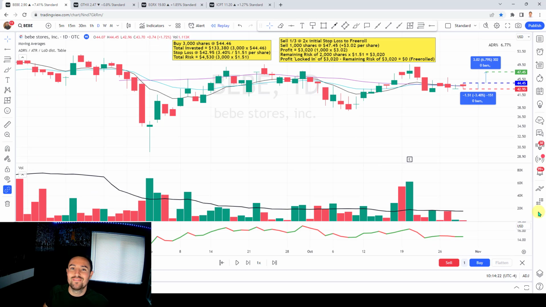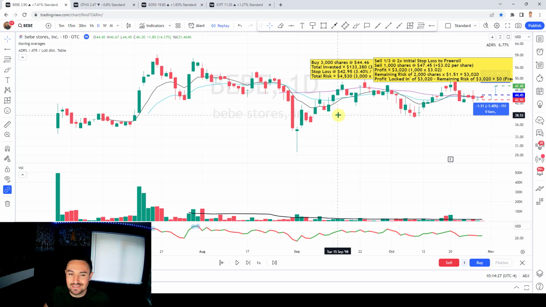So let's start here with BEBE Stores back in the 1990s. Now, I'm not going to go really thorough, as I said, on the VCPs. I'll give you an overview of them. I really want to focus on the final part of the equation, which is the order entry and then trying to take all of the risk out of it.